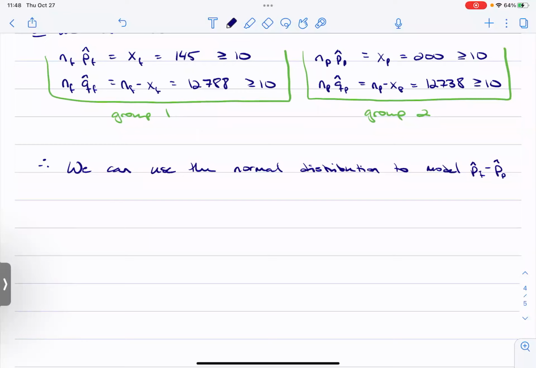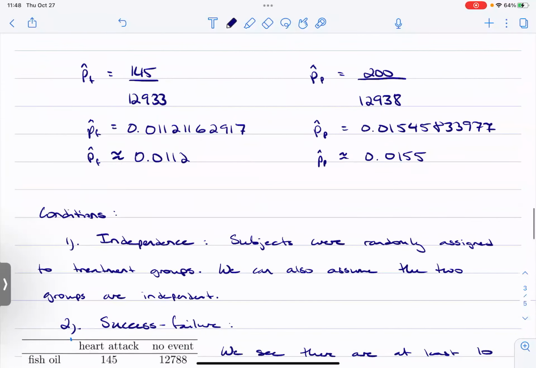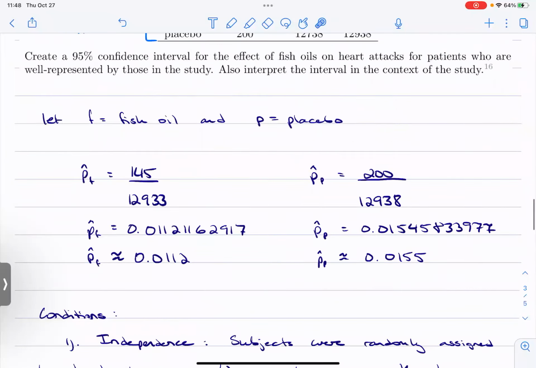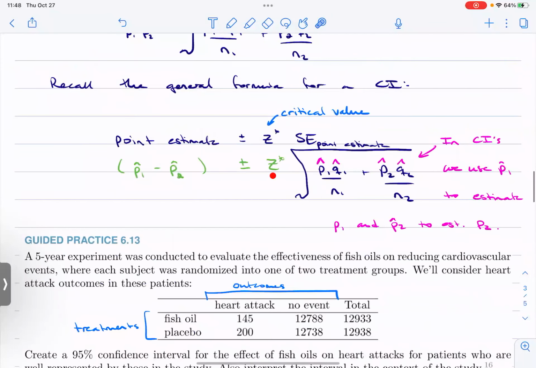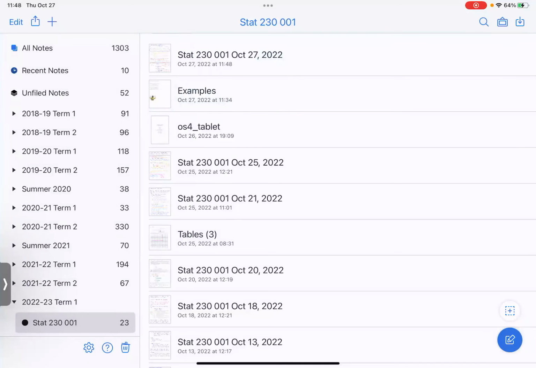So thinking about our confidence interval, we've got our point estimate, which we can calculate because we have these proportions. So we have everything that we need there. And then we have the critical value that we need, which needs to be for a 95% confidence interval. So we can find that, 1.960, but let's just confirm.